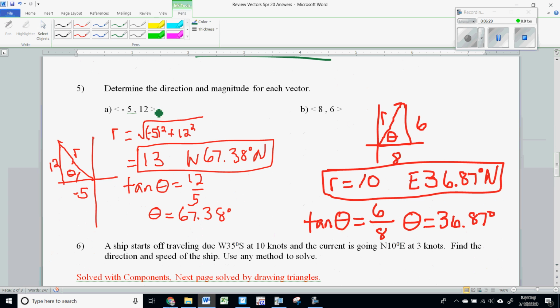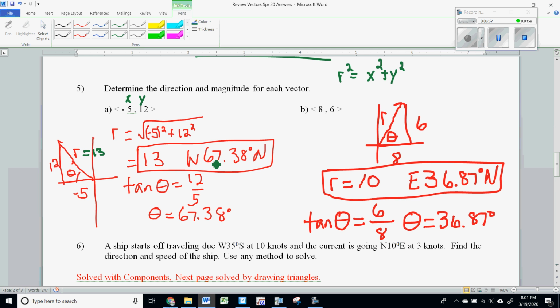First off, if you think about our component form, this is our x, this is our y. And so our r, by the Pythagorean theorem, is just r squared equals x squared plus y squared. So r is the square root of negative 5 squared plus 12 squared, which is 13. This is a 5, 12, 13 right triangle.